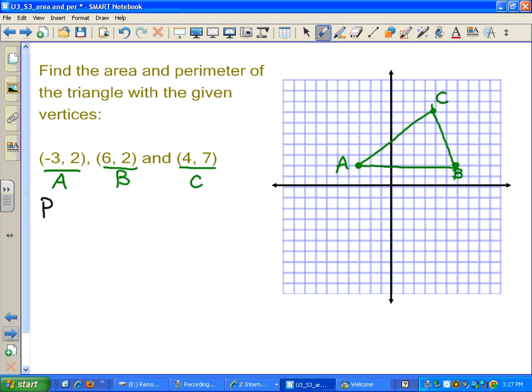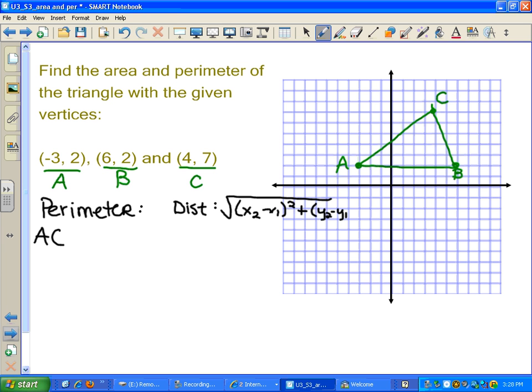We're first going to find the perimeter. Recall that perimeter is just the distance around an object or a polygon. So if I'm going to find the distance of all the sides, I'm going to have to use the distance formula. Let's go ahead and find AC. Remember the distance formula, so let's write this down just in case we forgot. The distance formula is the square root of (x2 minus x1) squared plus (y2 minus y1) squared. So I'm going to take the square root of both of those differences squared.